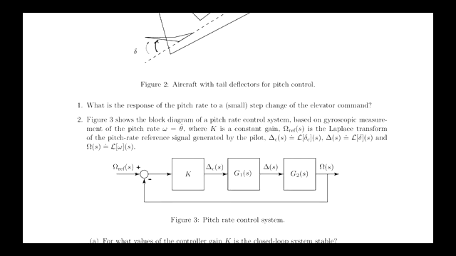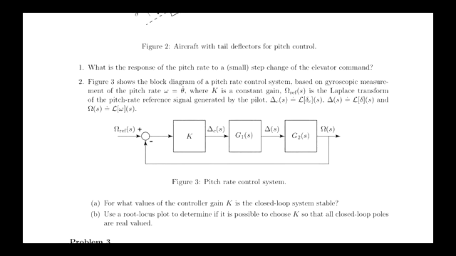So, you know, this is about saying, well, if we're just going to use a proportional gain controller, so a static controller, no dynamics in here, right? The signal that comes out here is just k times the signal that goes in here, right? But we're closing the loop. And it's asking, well, for what values of the controller gain k is the closed loop stable? Right? And use a root locus plot to determine if it's possible to choose k such that all closed loop poles are real valued. Why might that be a good thing?